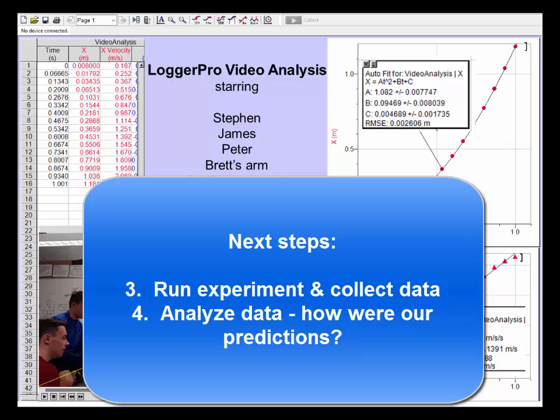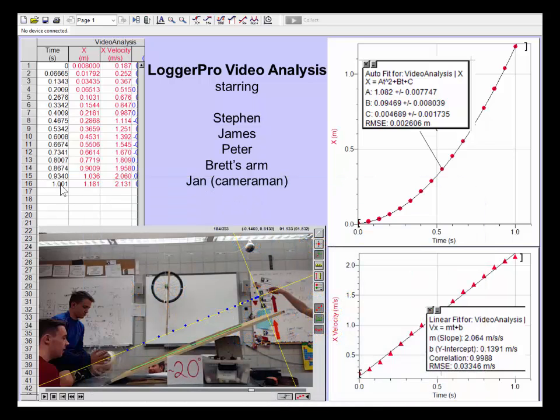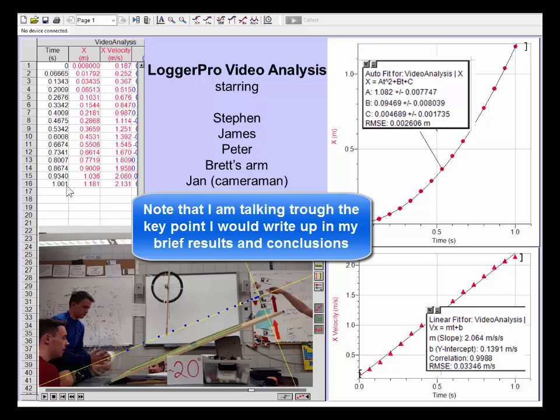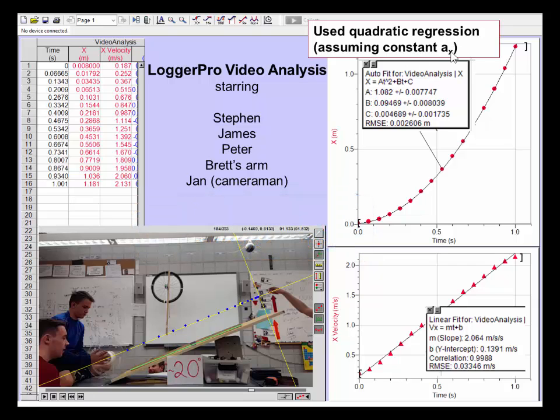So here's our LoggerPro results, and you can see I had a little bit of help doing this work from some famous students. I was saying that the time just happened to end up at nearly exactly 1 second, which is why some of our numbers matched up so nicely. But you'll notice that I use a quadratic regression because I'm assuming we have constant acceleration, which I think is a good assumption. We have constant forces acting on the object. That should cause constant acceleration down the ramp.